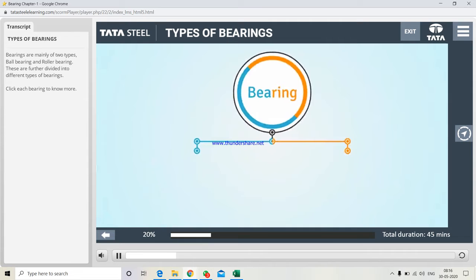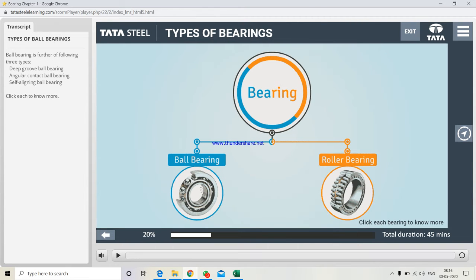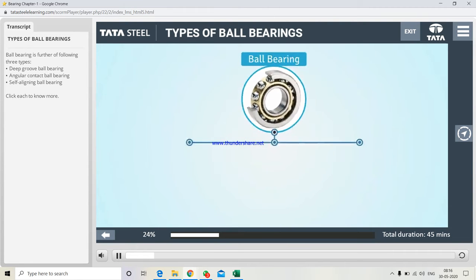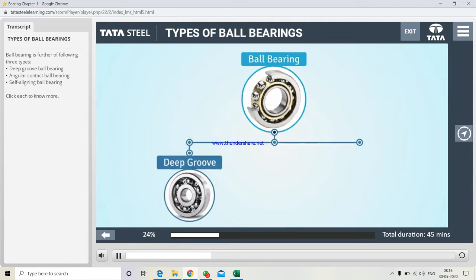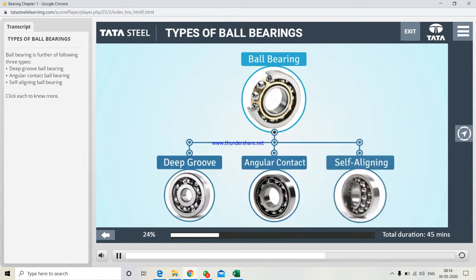Bearings are mainly of two types, ball bearing and roller bearing. These are further divided into different types of bearings. Click each bearing to know more. Ball bearing is further of the following three types: deep groove ball bearing, angular contact ball bearing, self-aligning ball bearing. Click each to know more.